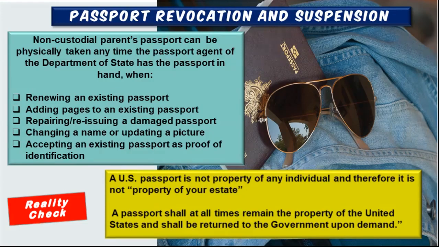Here's the reality check. Your passport is not your property. It's not part of your estate. It's not part of your possession. That is, the United States government is solely responsible for your passport, and at any time they can revoke it for several reasons. In this case, the child support agency are the ones who are suggesting and recommending that your passport be revoked as a result of arrears in child support.